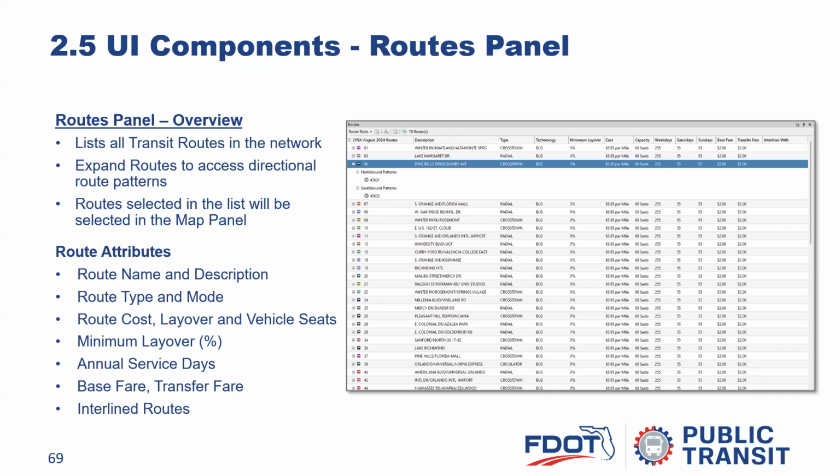You have capacity, the number of weekdays, Saturday and Sunday annual service days by route. And certainly this is important for seasonal routes. If you only have service in the summer or during school sessions, you can set the number of service days so that if you do annualize anything in TBEST, that particular route would be representative of its annual service, which would only be for a season. You have the base fare, the transfer fare, and you can also define interline routes. All of those are definable at the route level within TBEST, and we'll show you tools to manage that and work with all those attributes.